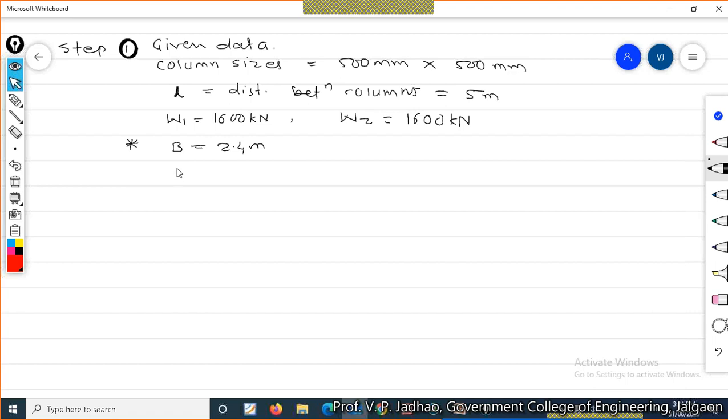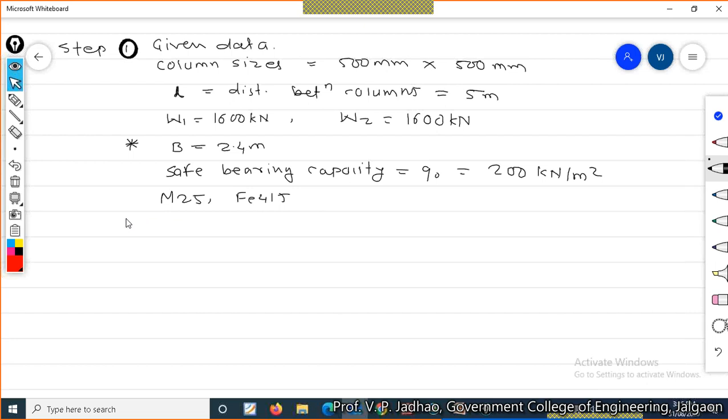Again, we have been given the safe bearing capacity, q0, which is 200 kilonewton per meter square. And last, we have been given the grade of concrete M25 and grade of steel Fe 415.